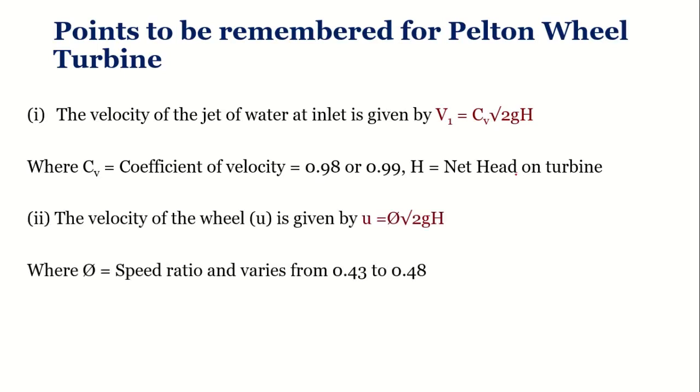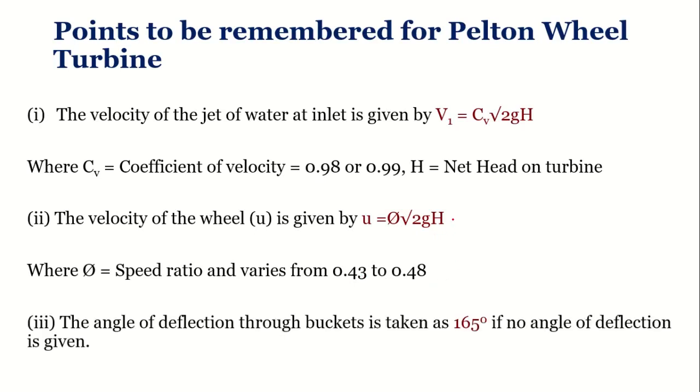Next, coming to the velocity of the runner or the velocity of the wheel, which is denoted by the symbol U, and we have the formula for U as phi root 2gH, where phi is called the speed ratio and it varies from 0.43 to 0.48, and where again H is the net head acting on the turbine. This will help us because sometimes in numerical problems they give us the value of only phi. So from phi and H you need to get U. In such cases we would take the help of this formula.